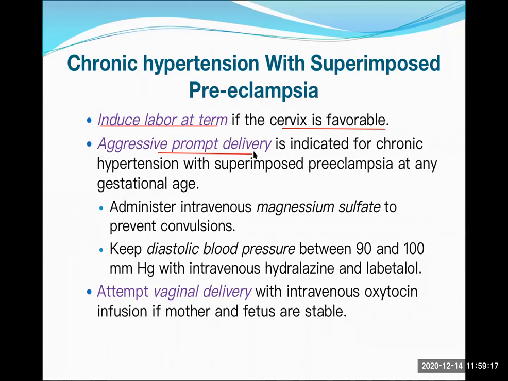Aggressive prompt delivery is indicated for chronic hypertension with superimposed preeclampsia at any gestational age, for a single reason: the fetal loss chance is 10 times higher than in other pregnancies. During that time, we can use magnesium sulfate to prevent convulsion and keep diastolic blood pressure between 90 to 110 with intravenous hydralazine or labetalol. See this? The management is still the same, because it is also a type of hypertensive disorder in pregnancy. Attempt a vaginal delivery with intravenous oxytocin if the mother and fetus are stable.